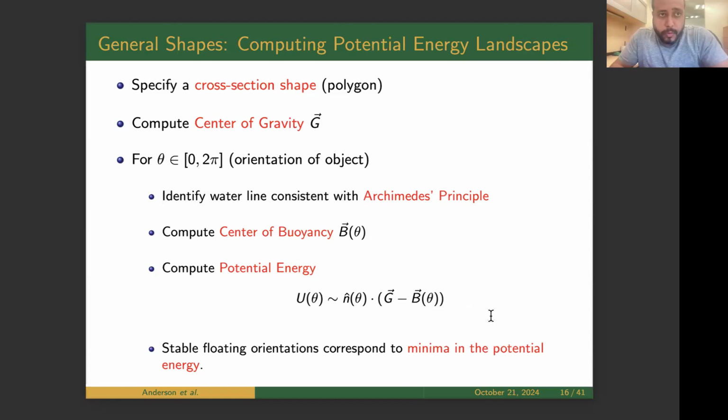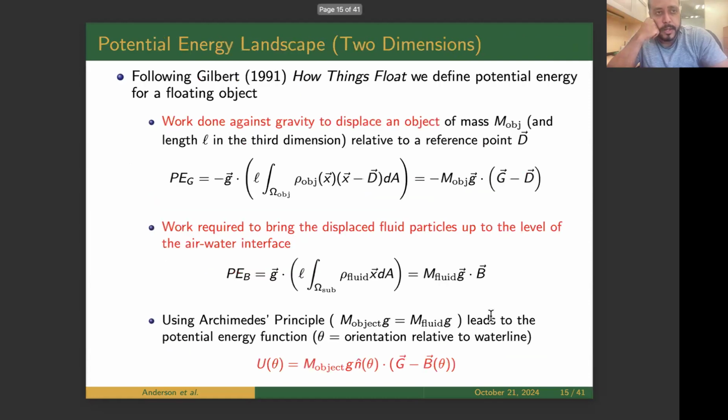Okay. Then one last question. So then you're looking at the work done against gravity to displace an object, and you're looking at the work required to bring the displaced fluid particle, right? And you're also taking into account the center of gravity. So then in your general formula, is there an overall thing that adds all those work values together, or is it just each part separately? Yeah, so these two contributions to the potential energy get added together to generate this thing we've called U.